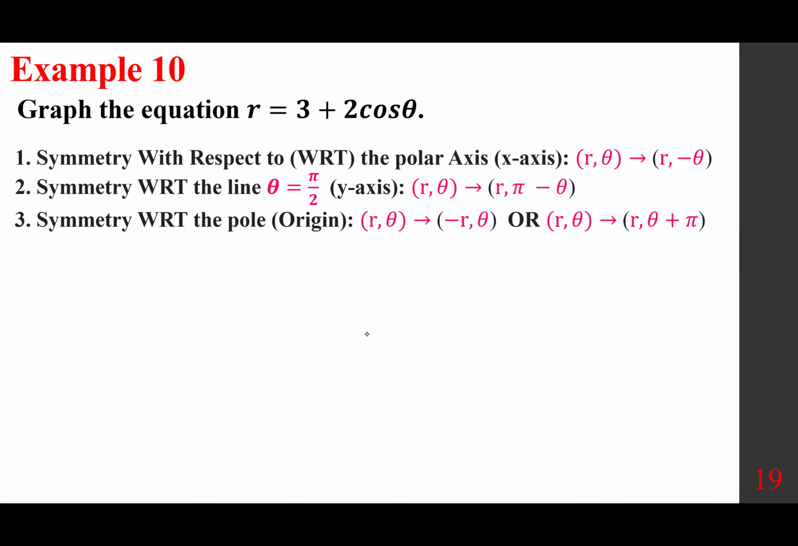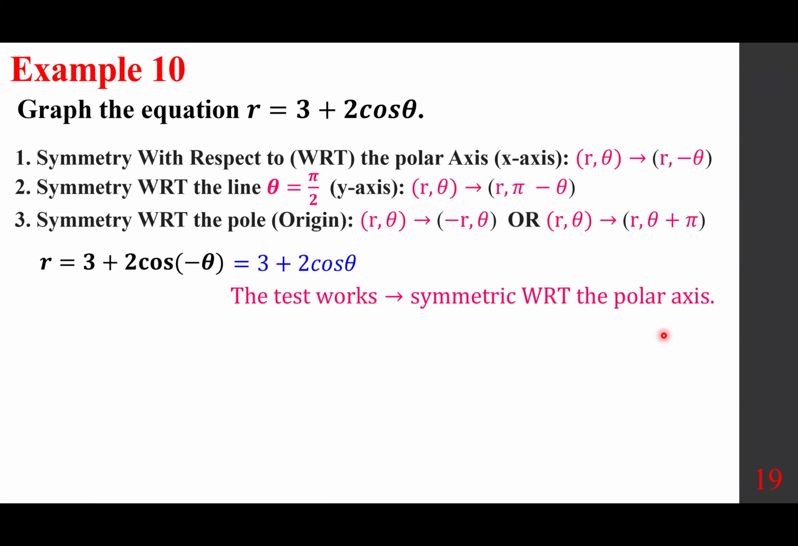All right. We want to graph the equation r = 3 + 2 cosine theta, and I'm reminding you about the symmetry. Let's discuss the symmetry, starting with replacing theta with negative theta. As you know, it doesn't change, because cosine of minus theta is cosine of theta, since cosine is an even function. And so the test works.